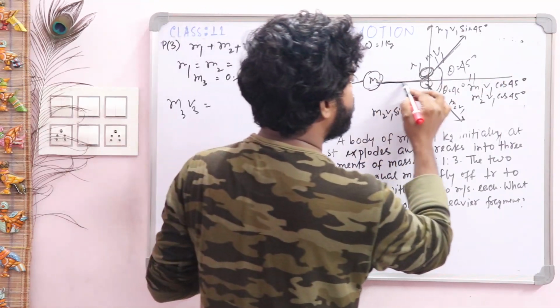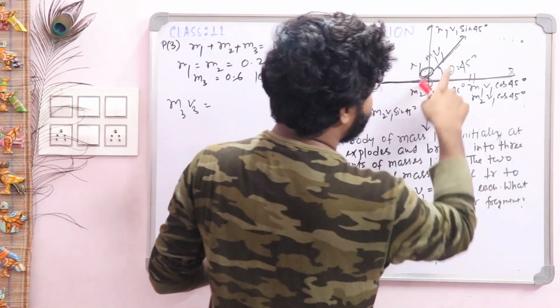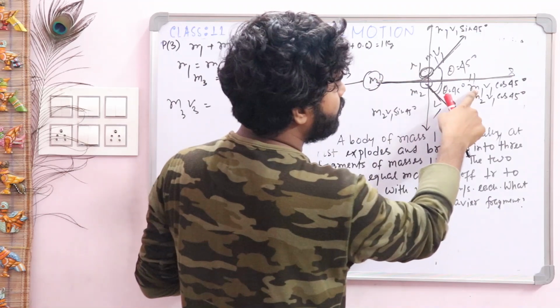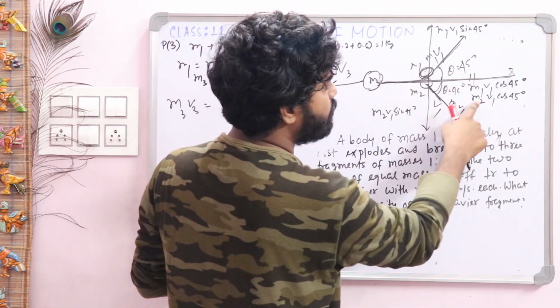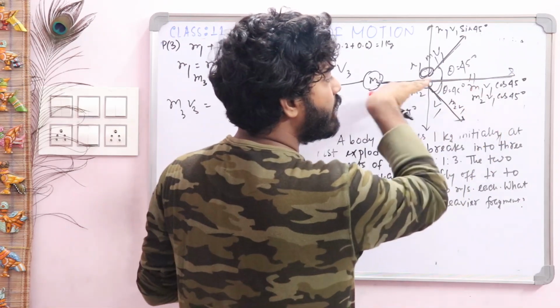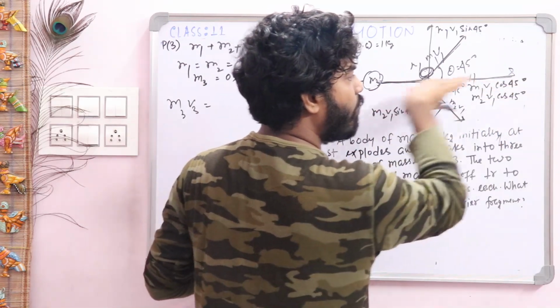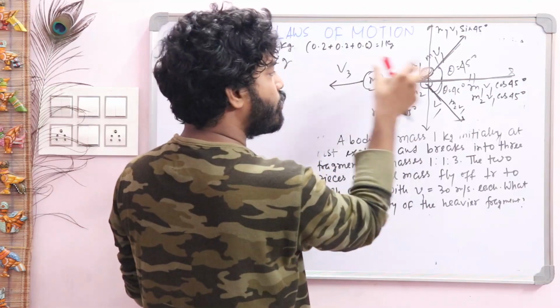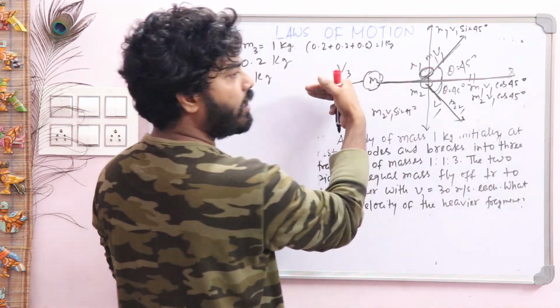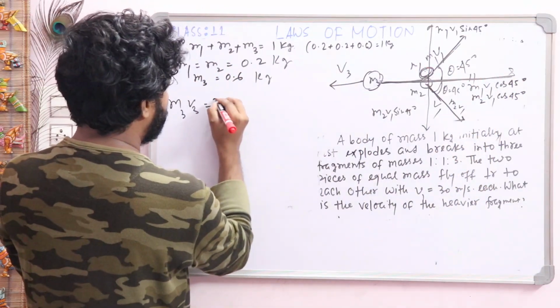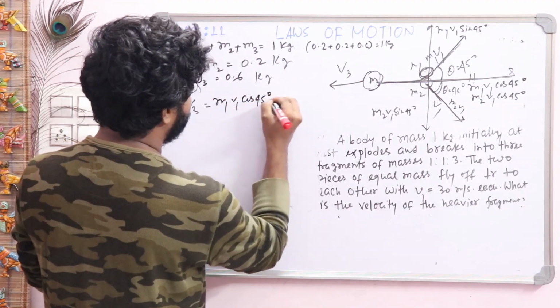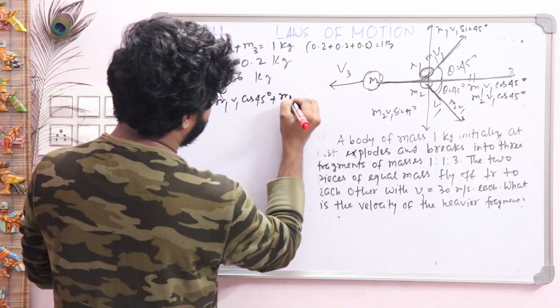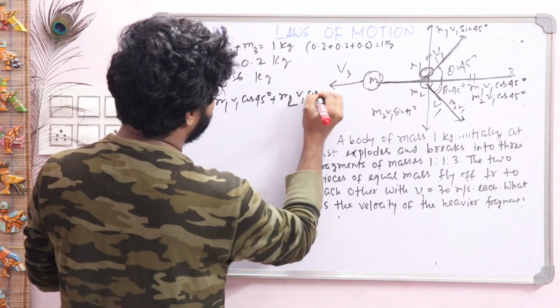This is the horizontal direction, and this opposite side is exactly equal to the forward side. For mass m1 the momentum is m1 v1 cos 45, for mass m2 the momentum is m2 v1 cos 45, both in the horizontal direction, that is the forward, and this is the reverse. So forward momentum is exactly equal to the reverse momentum, so m3 v3 will be m1 v1 cos 45 plus m2 v1 cos 45.